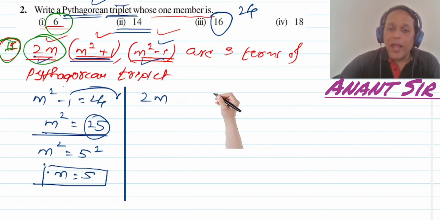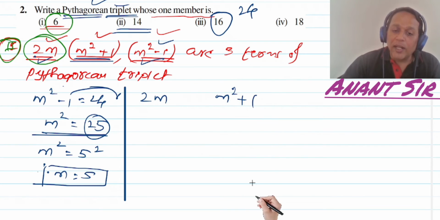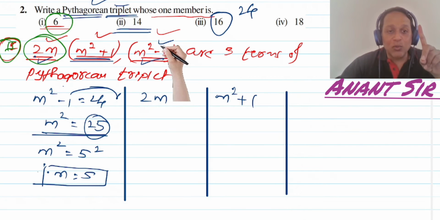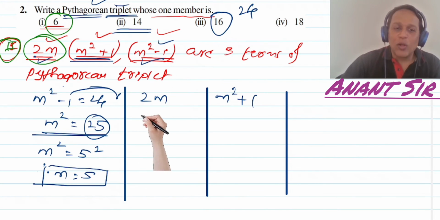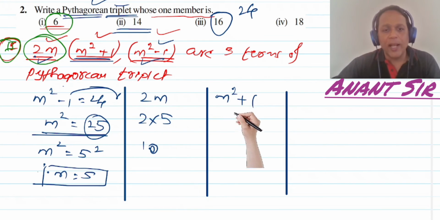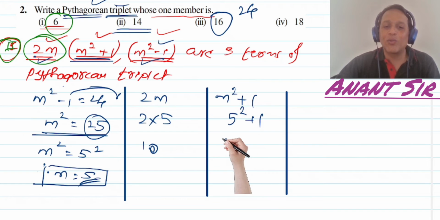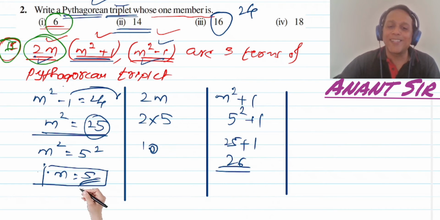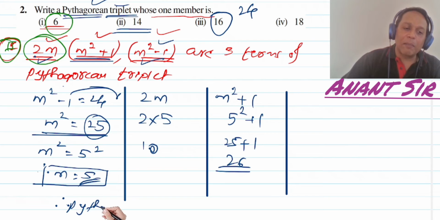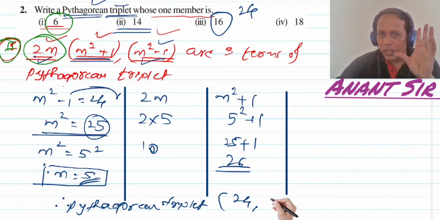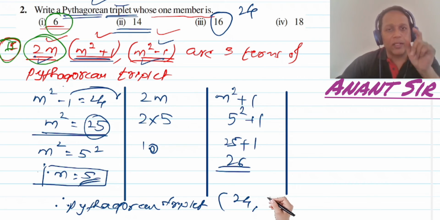One is 2m and the other is m square plus 1. Now we have to find the value of these two members. We have taken one member, m square minus 1, as 24. So now 2m is 2 into 5. m is 5, remember that. So the other member is 10. And m square plus 1, what is m here? m is 5. So it is 5 square plus 1, 25 plus 1, it is 26. So then the Pythagorean triplet becomes 24, 10 and 26. One member was given, 24. I have just changed the question because it was a different type of question. That's why I have taken this question for you.